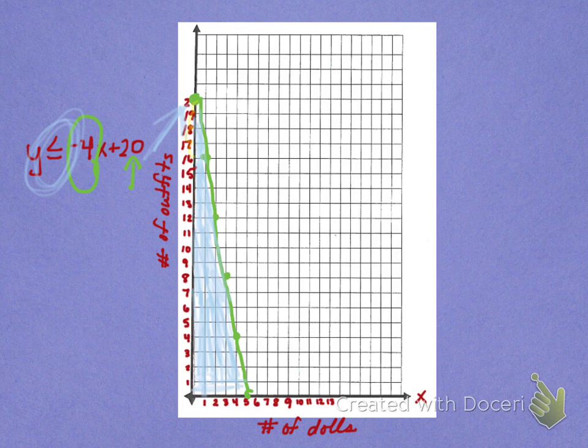And then you're asked for two possible ordered pairs, and you certainly could pick the intercepts here. You really can pick any two ordered pairs inside the shaded area. So, Maddie could buy one doll and 8 outfits, or she could buy 3 dolls and 3 outfits. Any ordered pair that is in that blue shaded region would work.